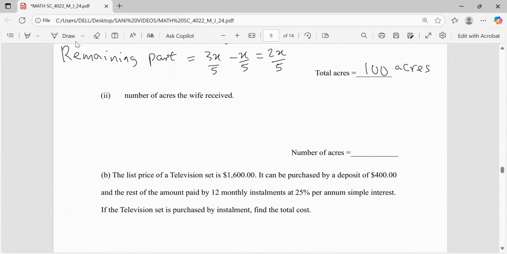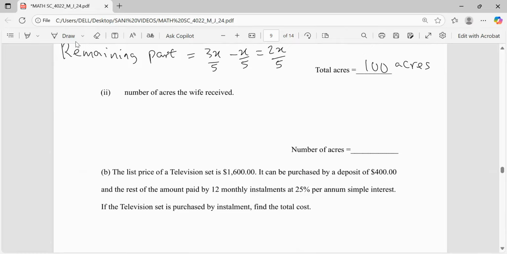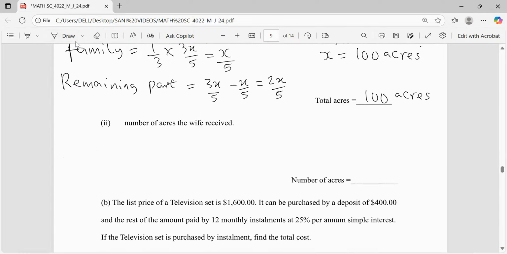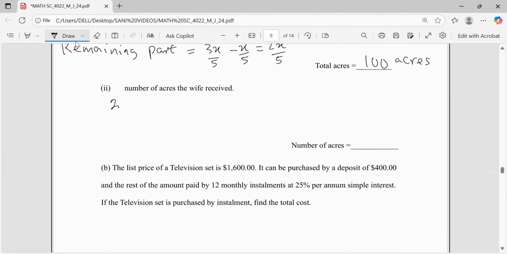Then the second part says the number of acres the wife received. In our solution, we say the wife received 2 over 5 of the total acres left. So that will be 2 over 5 times x. That's 2 over 5 times 100, which equals 40. So the wife received 40 acres.